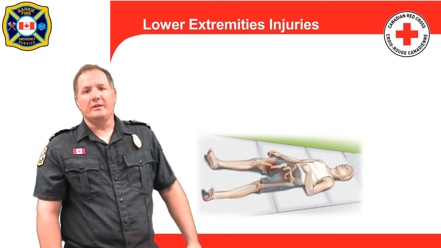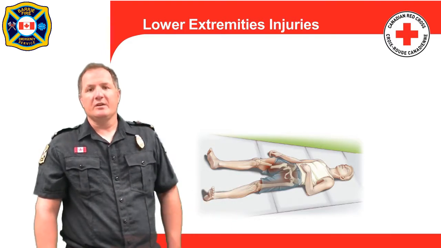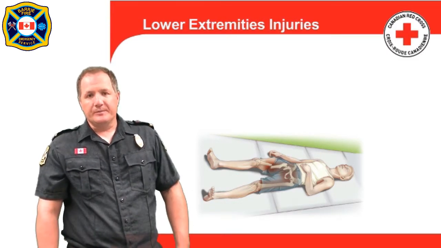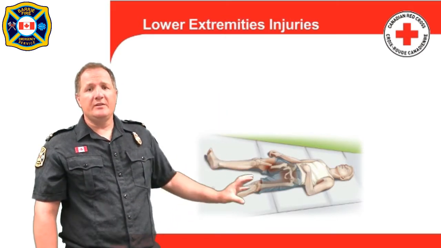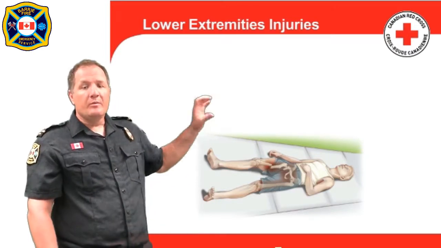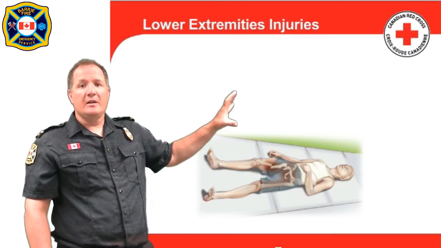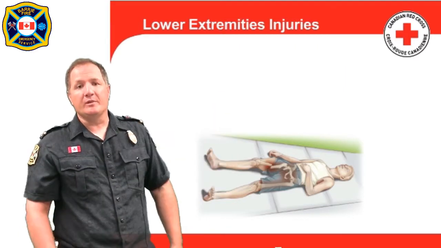Lower body extremities. As part of our primary and secondary survey, it's important that we assess these lower body extremity injuries, starting with the hips, to the femur, to the knees, to the lower leg, to the actual foot itself. When we start with the hip area, using the example of a pedestrian that's struck, it's important that we assess that hip area properly.